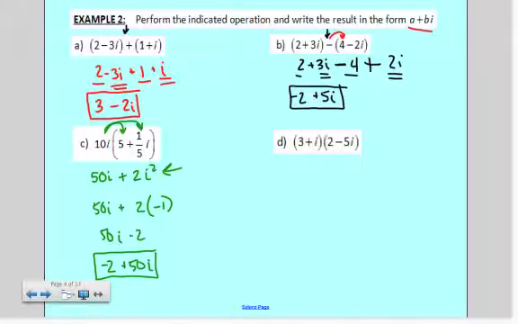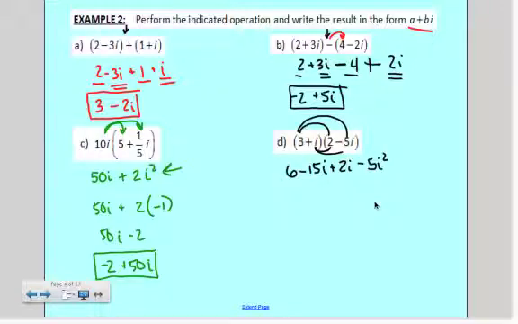Simple enough, really. Now we finally get to FOIL. So what you know from the past with FOILing, we're going to do exactly that. We're not going to do anything special. We're just going to FOIL. So first is going to give us 3 times 2, which is 6. Outer is 3 times negative 5i, which is negative 15i. Inner is plus 2i. And last is going to be minus 5i squared.